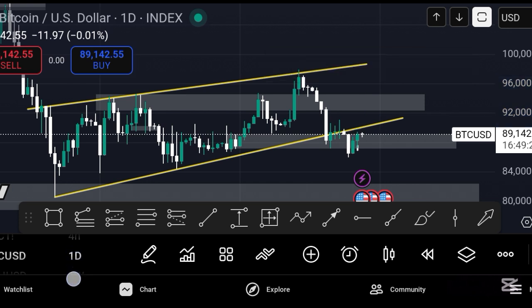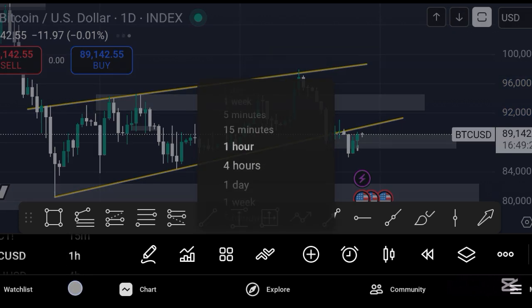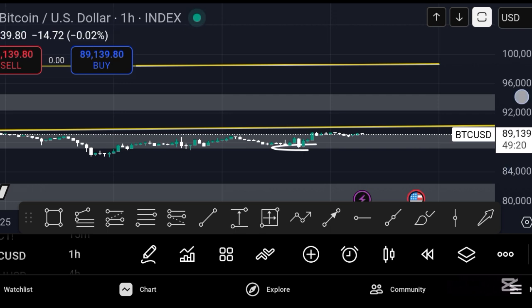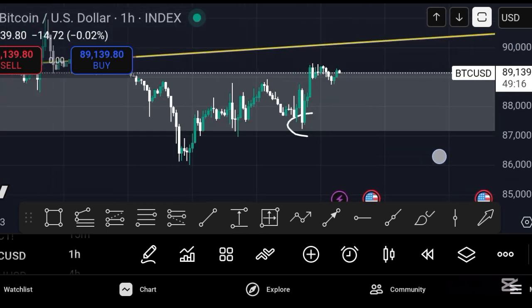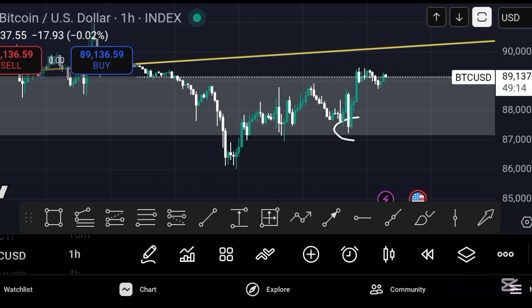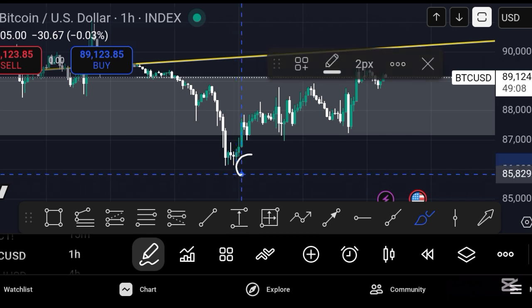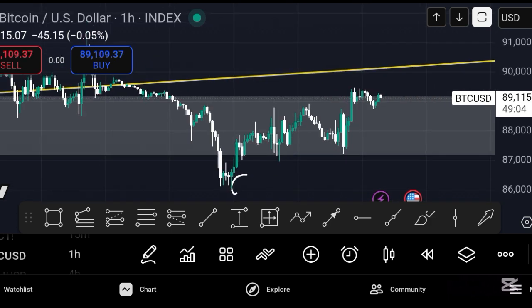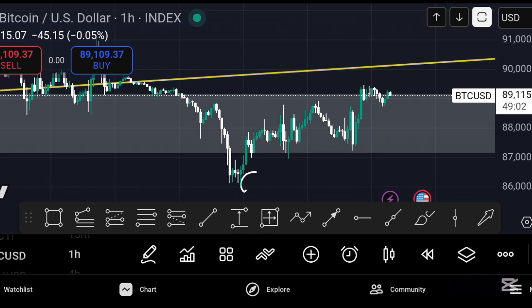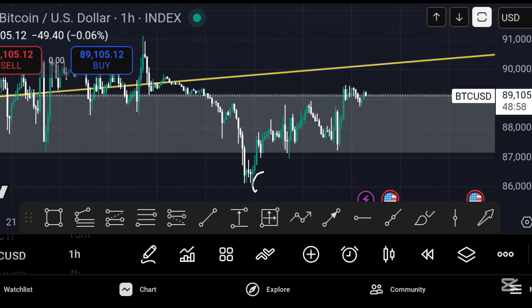So let's zoom down to the 1 hour time frame and see what price is actually doing there. Right now, we are making a series of higher lows on the 1 hour. This was the previous low we made. We made another higher low, and price is wanting to break this support bear flag trend line that we broke below on the daily time frame.